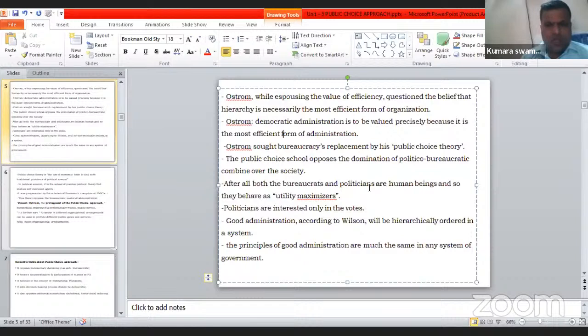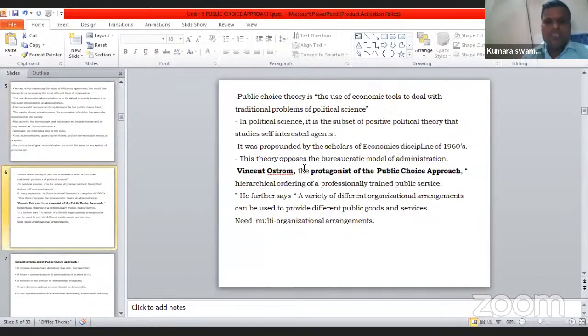The public choice school opposes the same domination by bureaucracy. They want to utilize government services and resources in a proper manner. Due to that, they supported and proposed the public choice theory.